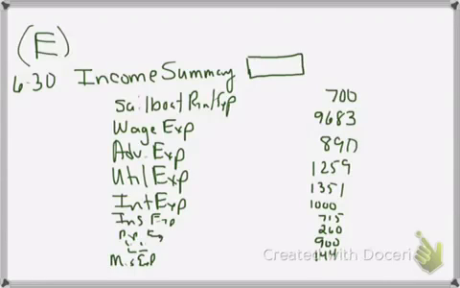So now what I have to do is add up all of those amounts on the credit side. So I have $700, $9,683, $890, $1,259, $1351, $1,000, $715, $260, $900, and $144, and I end up with $16,902. So I would put the $16,902 right here.